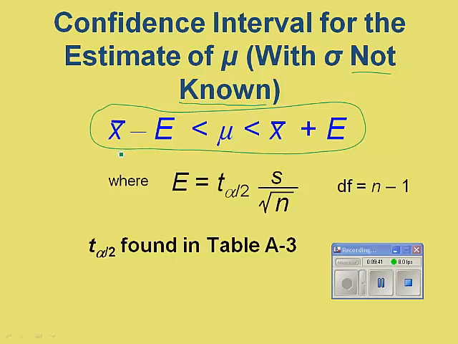Right? Mu is going to be between x bar minus e and x bar plus e. What's the difference in the function? The error is going to be what now? T alpha over 2 instead of what? Instead of z alpha over 2. What else is different? What does this S stand for? Standard deviation of the sample. See, if you know sigma, you'll put sigma up there. But if you don't, you use the sample. And then you have to use the t-distribution.